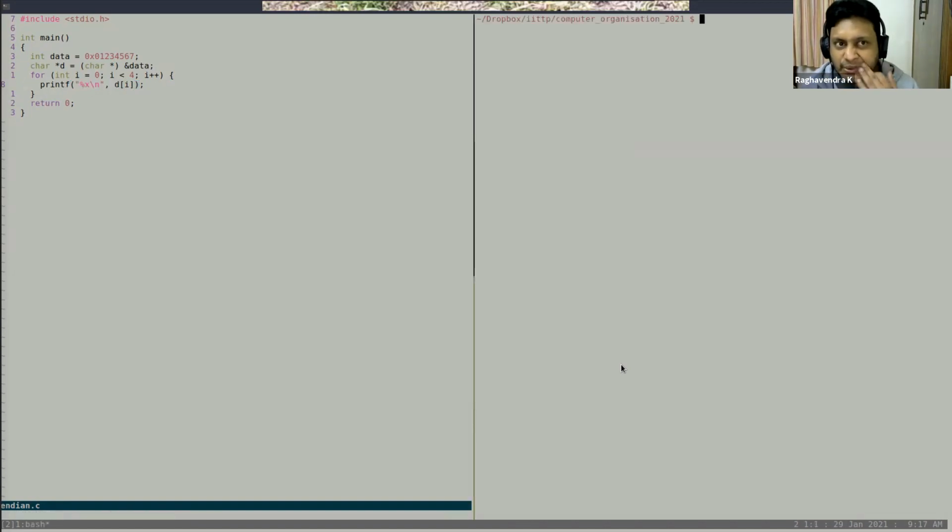Okay, so what will it print now? Can anybody tell me what this will print? Six, seven, four, five. Yeah, because this is an Intel based processor, it will start printing from 6, 7, right? So you can see that it has printed 6, 7.